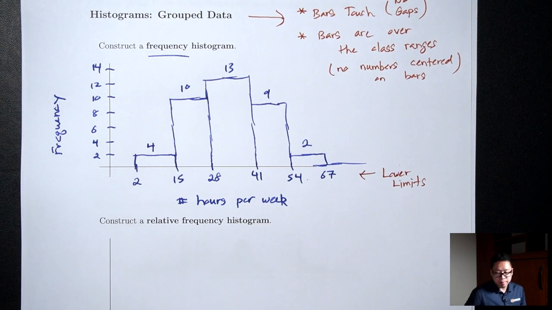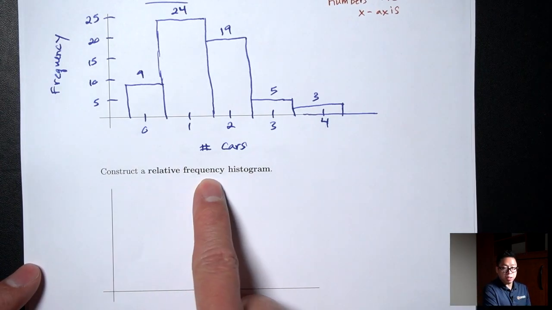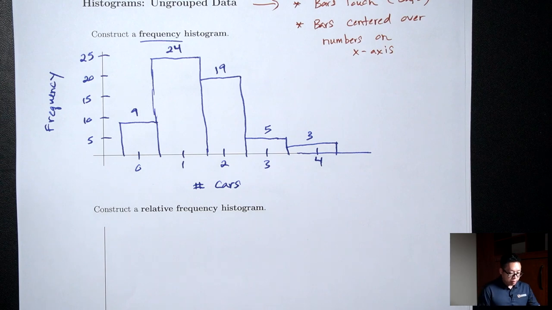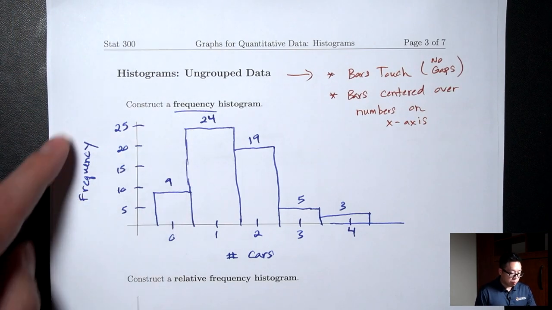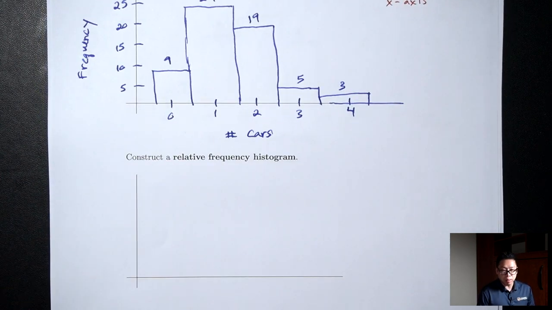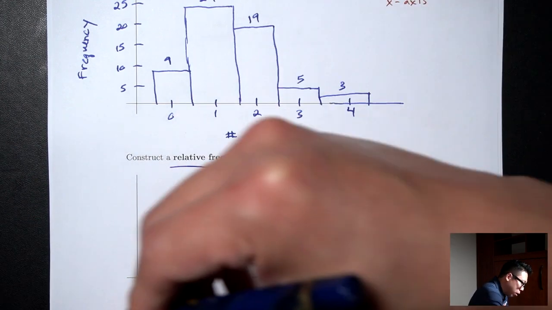Now, let me go back and do the other variation, relative frequency histograms for both situations. The only difference is in a frequency histogram, you put the frequency on the y-axis. In a relative frequency histogram, you put relative frequency. That's the only difference. So relative frequency.